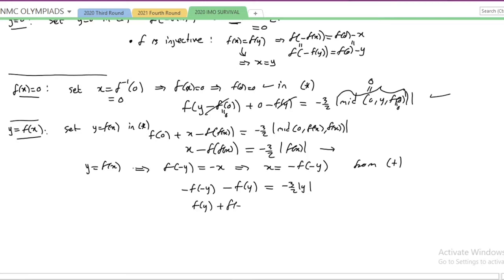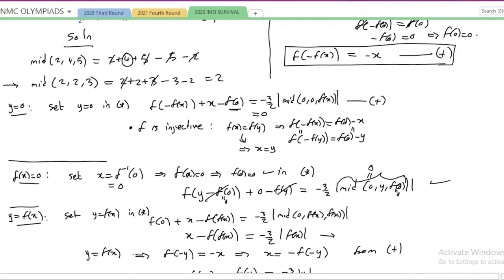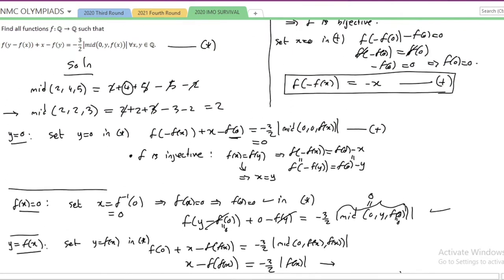Just rearranging the terms here, now we have this. Okay, so you can call this equation 1. Probably useful, could use it at some point. Alright, so that's all for initial attempts on this. So you see that plus is quite handy.